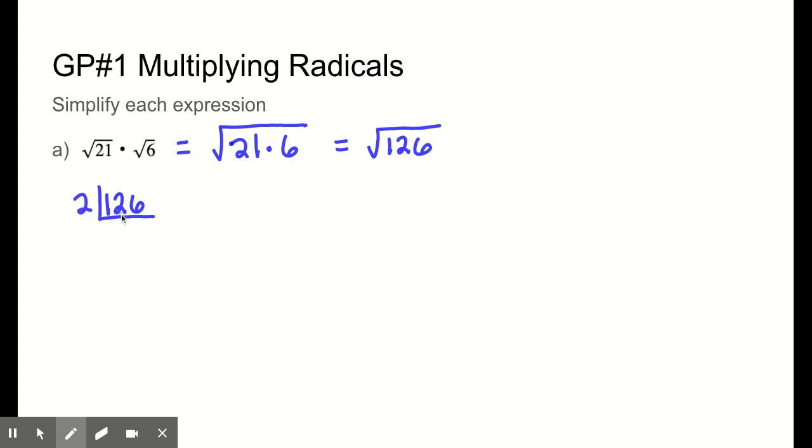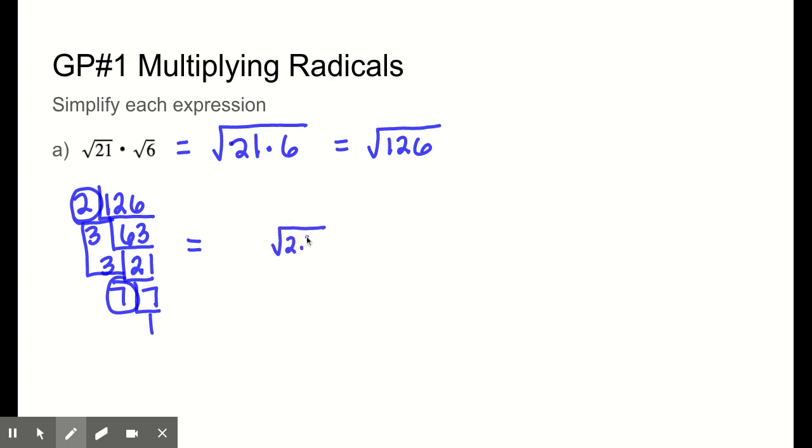So I divide out 2. 2 goes into 126, 63 times. We divide by 3 and get 21, divide by 3 and get 7, and divide by 7 and get 1. So we have a pair of 3s, a leftover 2, and a leftover 7. We put that back together. Our leftovers go back inside the fridge, so that's 2 times 7, and one of our pairs goes out front. That then gives us 3 radical 14.